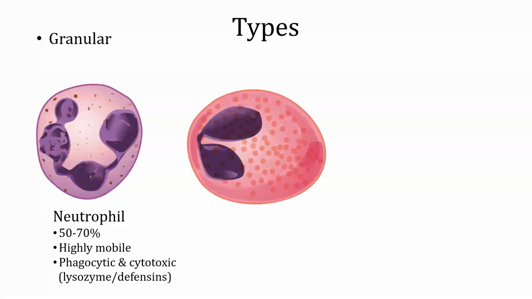Okay, next up are the eosinophils. Their characteristic feature is that they're more red staining. You can compare the cytoplasm of the neutrophil to the cytoplasm of the eosinophil. You'll see it's a little bit more red in color.